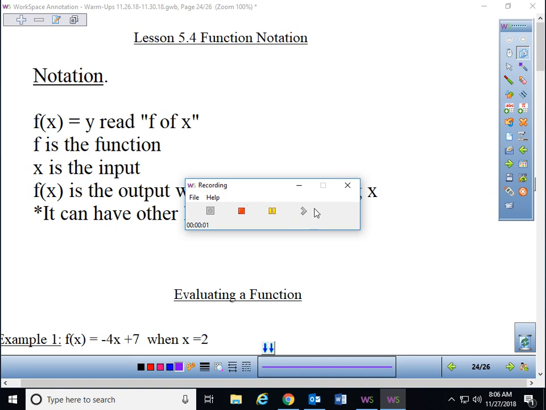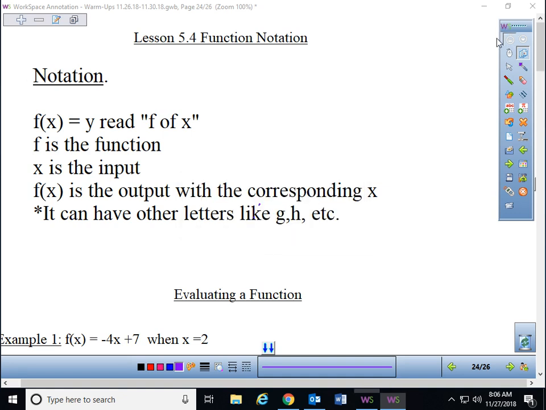Hey guys, so this is lesson 5.4, function notation.